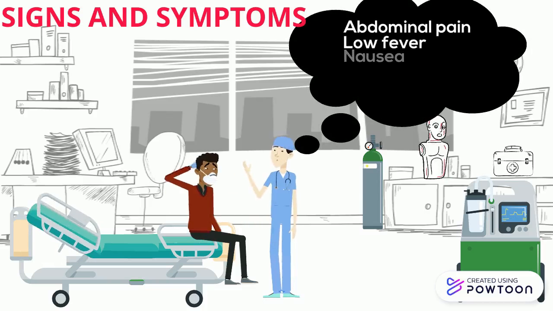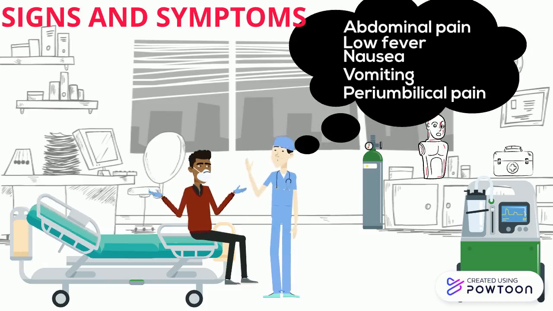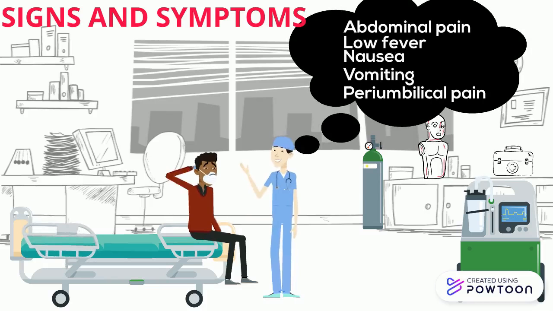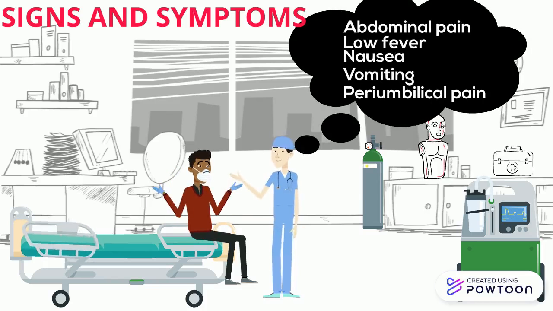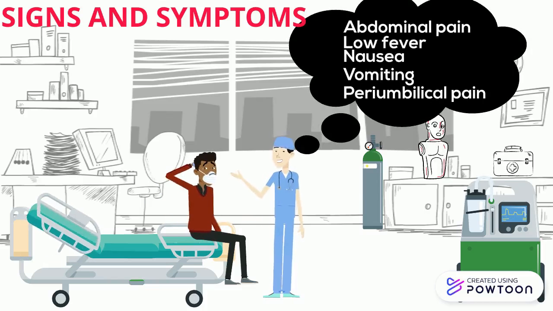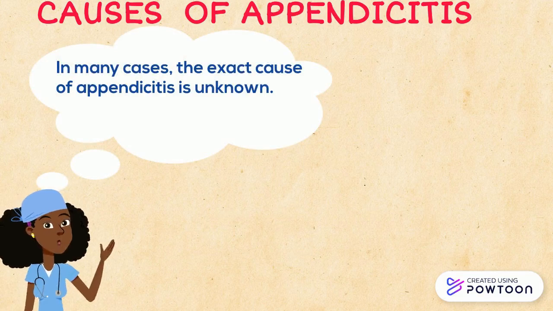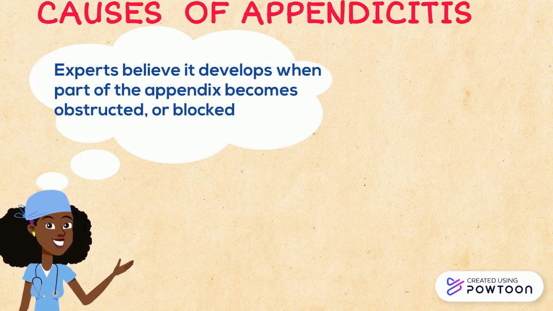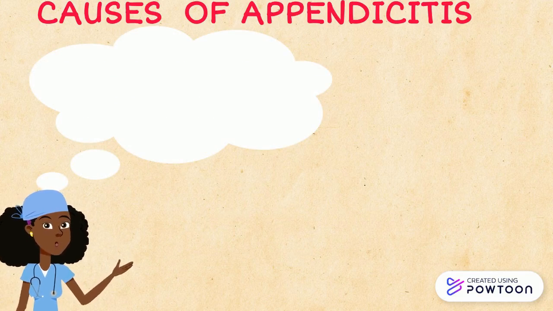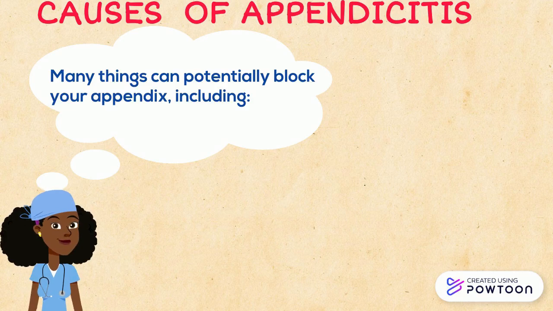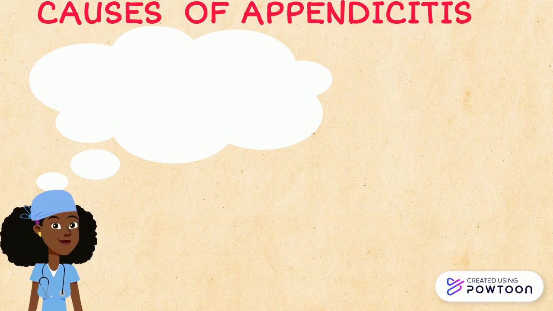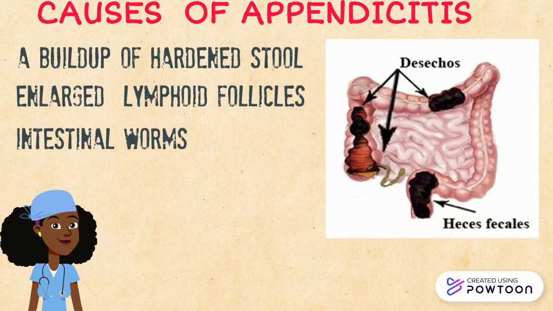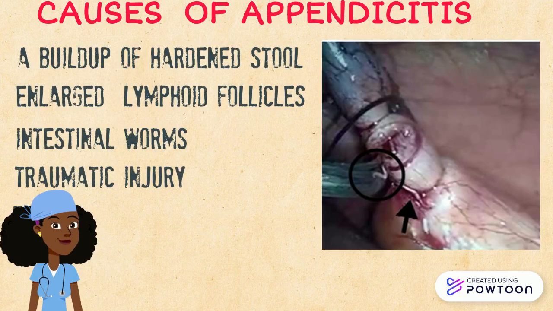Signs and symptoms: it begins with periumbilical pain that radiates to the right iliac fossa, fever, nausea, vomiting. In many cases, the exact cause of appendicitis is unknown. Experts believe it develops when part of the appendix becomes obstructed, or blocked. Many things can block your appendix, including a buildup of hardened stool, enlarged lymphoid follicles, intestinal worms, traumatic injury.